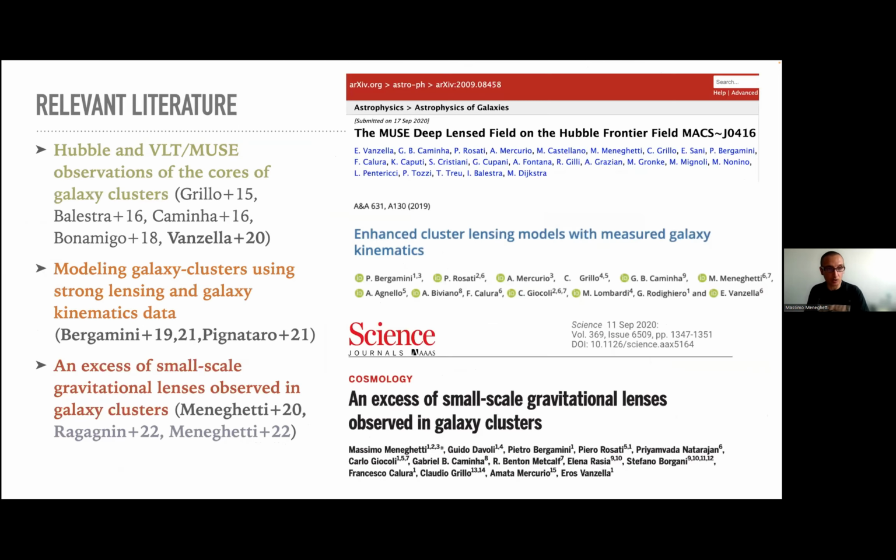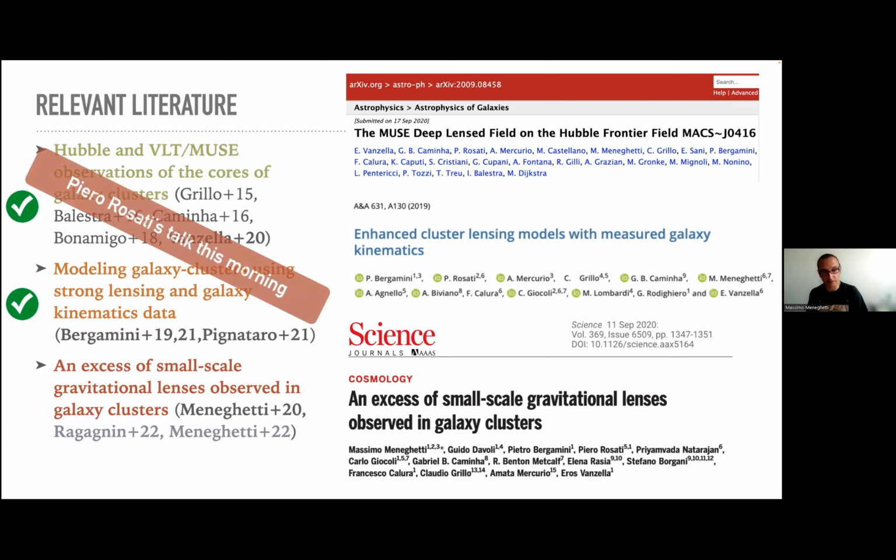So in my talk I will cover a few topics that are well described in a series of papers that our collaboration has produced in the last years. This is a summary of where you can read about our work. Actually, Piero already discussed a lot of this morning. These first two topics regard the usage of the data and the techniques that we use to model galaxy clusters using strong lensing, and also combining strong lensing with galaxy kinematics data, and they have already been extensively described by Piero. So I will go through this stuff very briefly.